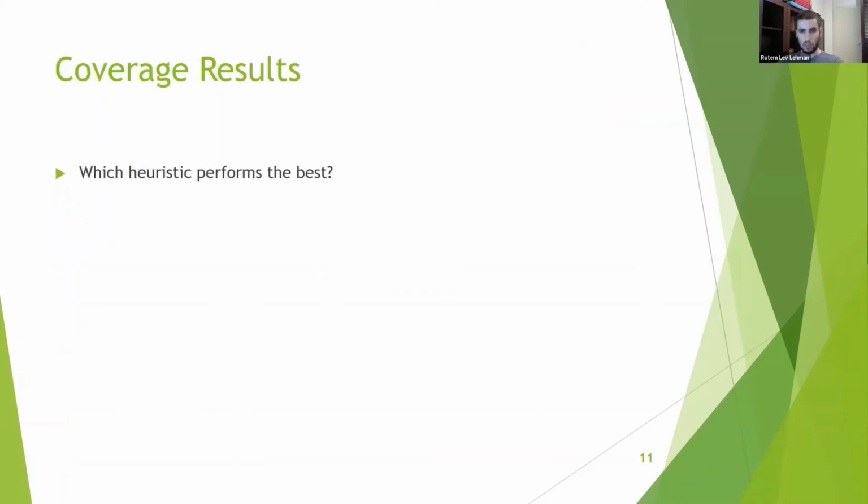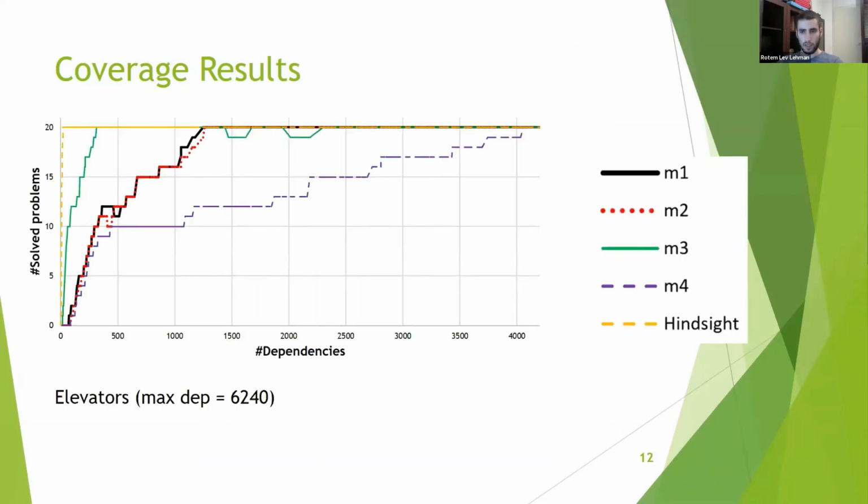We will now show some results regarding the coverage of the different planners and try to answer the question of which heuristic performs the best. The following graphs show the coverage results on the joint projection method for the elevators domain. The x-axis is the amount of disclosed dependencies, and the y-axis is the amount of solved problems in the domain. The yellow line is the hindsight line. The hindsight is the amount of dependencies that were used in the final plan, where we have disclosed all of the dependencies. It is a baseline for comparing our methods.